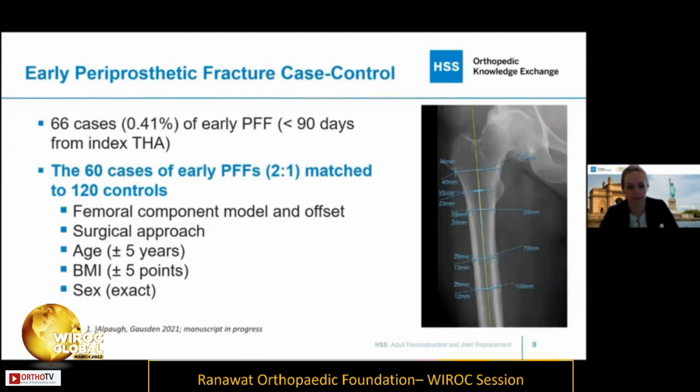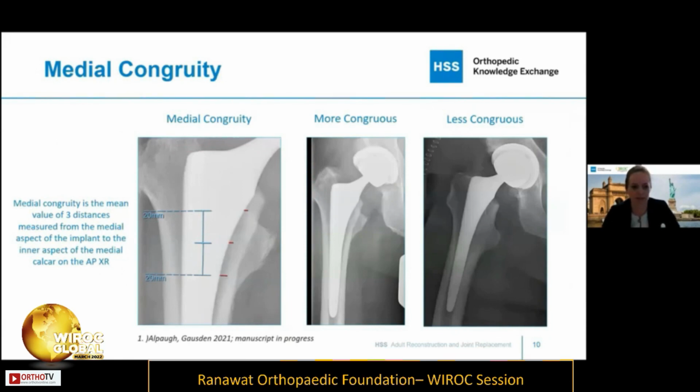So I had a fellow last year that looked up our early periprosthetic fractures at HSS. These were the ones that were occurring in the first 3 months after an index primary routine total hip. And he matched them to 2 controls, or patients that didn't fracture early on. We matched them according to make and model of the implant, surgical approach, age, sex, and BMI. So we were really trying to hone in on the sizing and alignment of the component and how that affected risk. And he made a lot of measurements, and what he came up with was that the medial congruity is a very important thing to look at in your intraoperative or postoperative film.